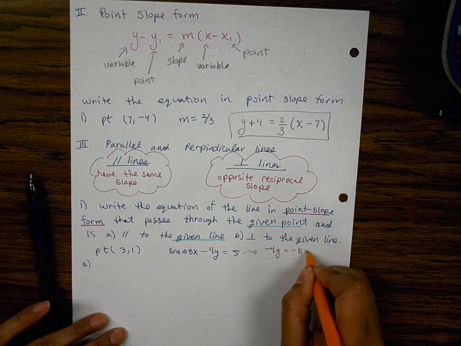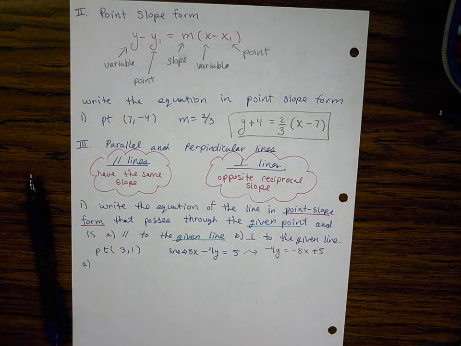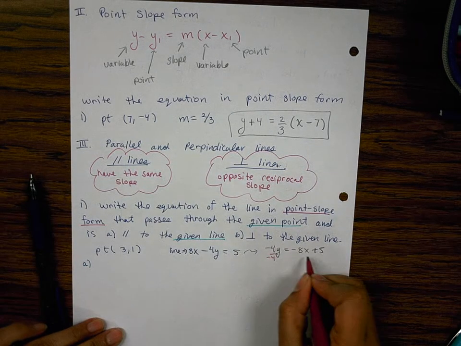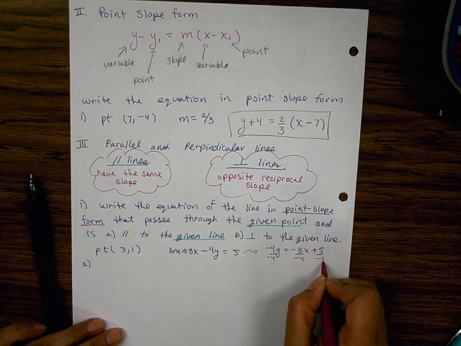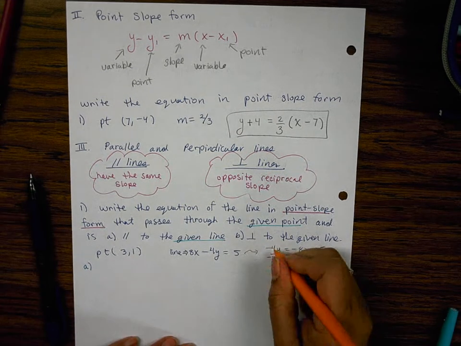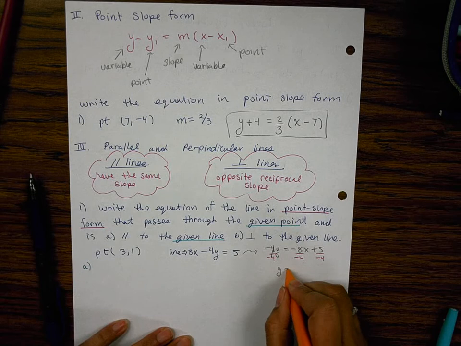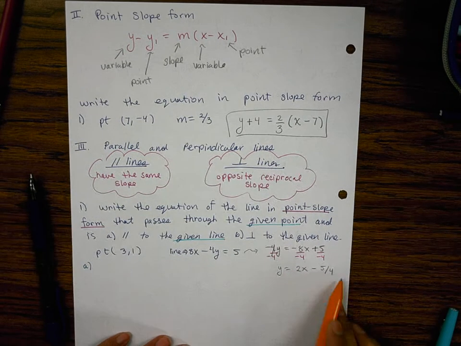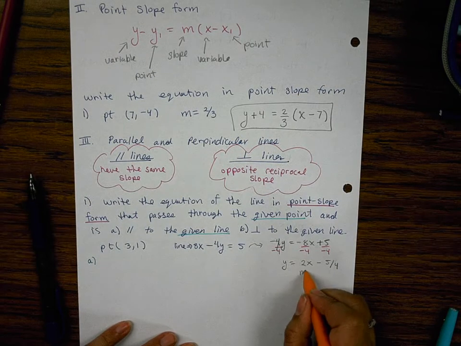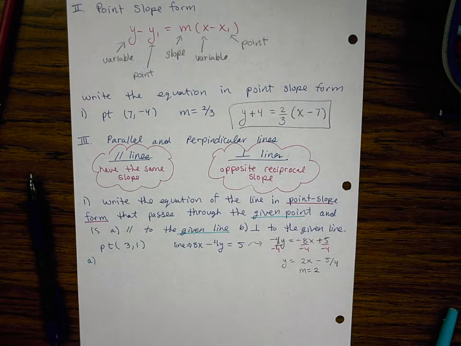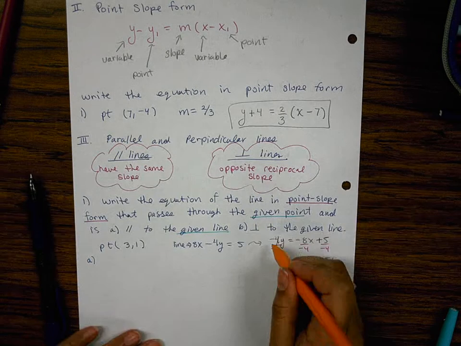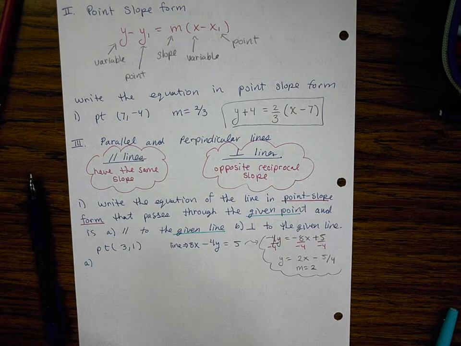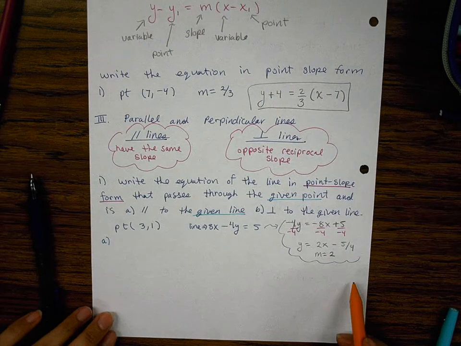So for negative 4y, I'm going to subtract the 8x over: negative 4y equals negative 8x plus 5. Then divide everything by negative 4. Why am I doing this? So it can be in y equals mx plus b form so that I can find the slope. Y equals positive 2x minus 5/4. What is the slope here? The slope is 2.